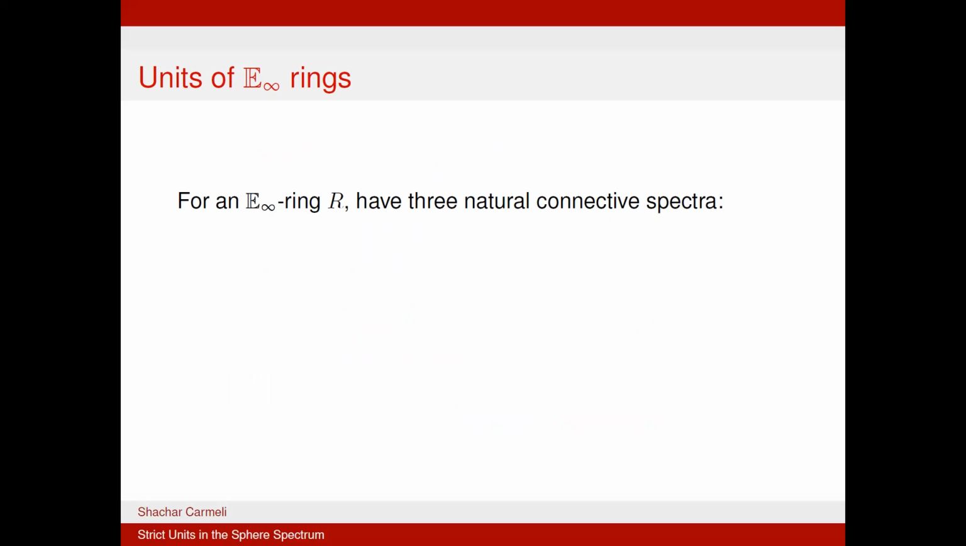And we can assign to it three natural connective spectra. Remember, for me, connective spectra are group-like commutative monoids, so I need to give a space together with a multiplication. So one of them is just the additive group, which in this case is just the spectrum which is the connective cover of R, so we ignore negative homotopy groups. But if I want to think of it not as a connective spectrum, but as a group-like commutative monoid, it's the underlying space of R endowed with the addition of R.